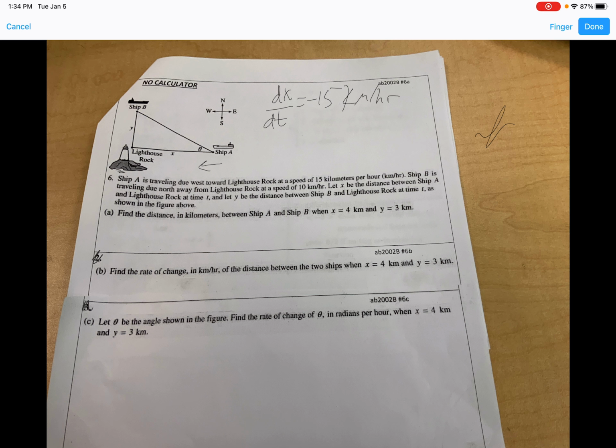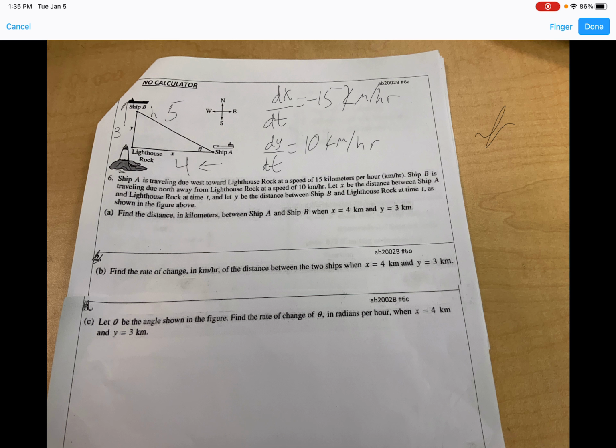And this ship B is moving away from the lighthouse. That means Y will be getting bigger. So dy dt is positive 10 kilometers per hour. And we know that X is 4 and Y is 3. And from part A and a Pythagorean triple, we know that this hypotenuse length, which I'm going to use as H, is 5. Now, we don't actually need H for part C. We're just going to use X and Y and theta.